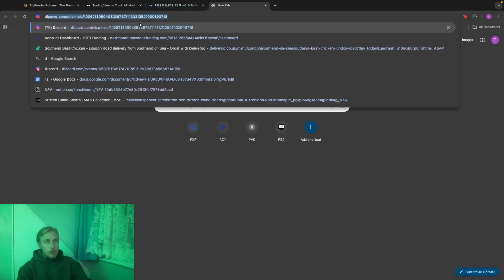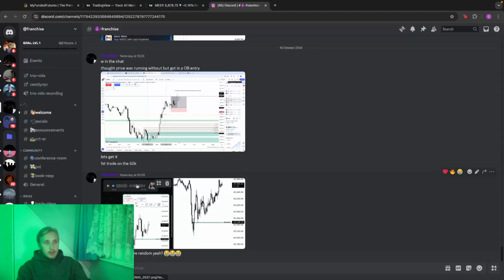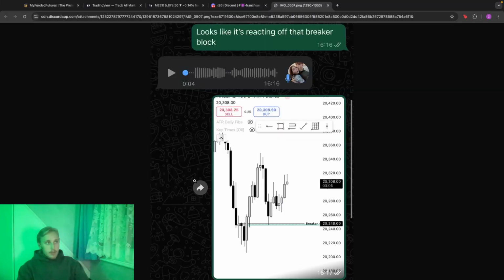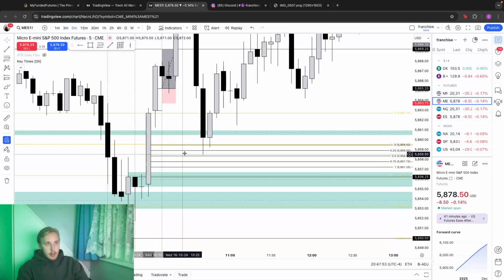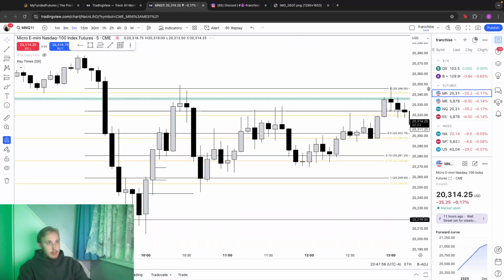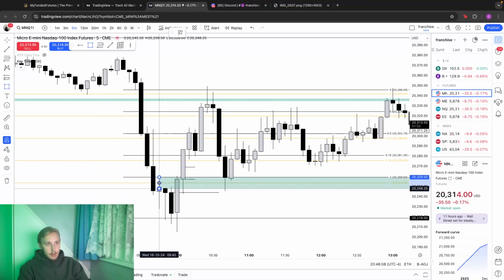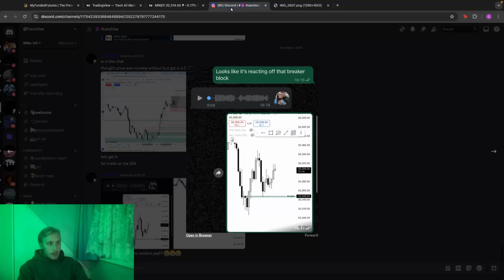We also did call out, so I was chatting to my mate that also trades futures, and he was debating getting in a long off the CSD, and I said, looks like we're reacting off that breaker block right here. So he was talking about Nasdaq. So we've got high, low, higher high. This becomes our breaker block. That's obviously our CSD. This is our breaker block, this wick. As you can see, price comes straight down to it, like shown.